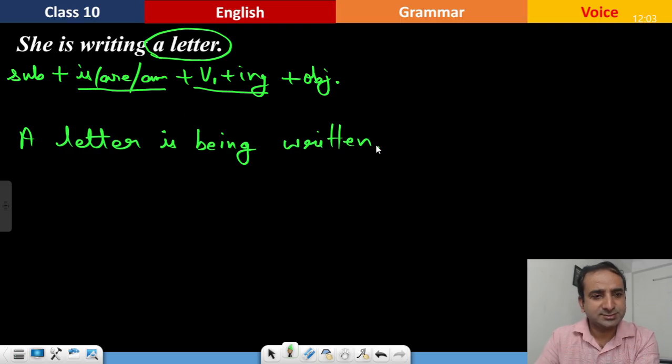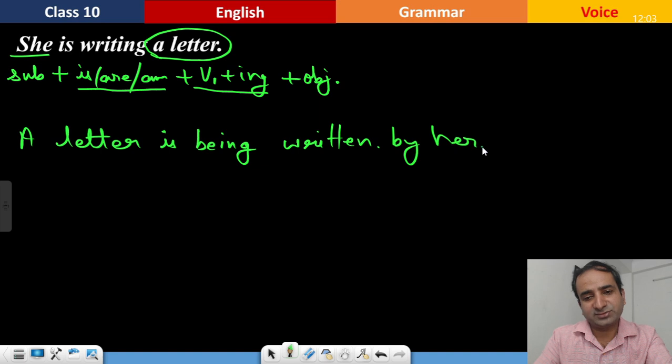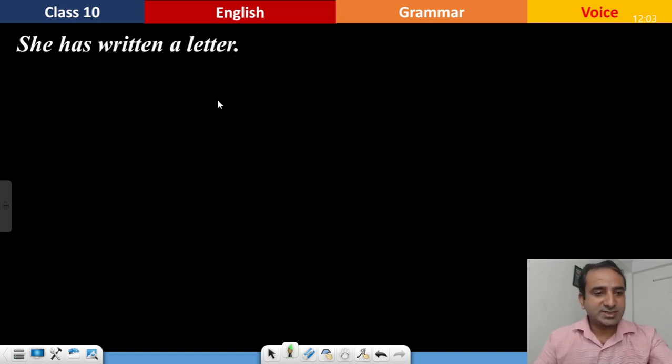Why written here? As I told you, the main verb is write, and we will use it in third form just after using be. So written. Now, what's left? She, by, her. And this is very simple. Let us go through this example.